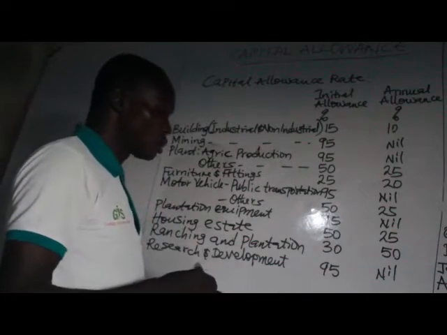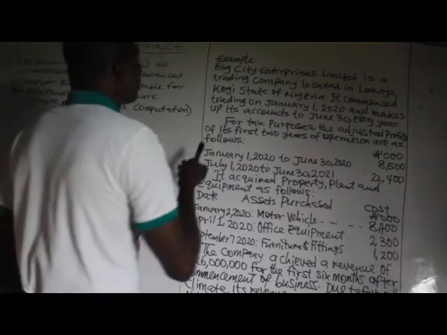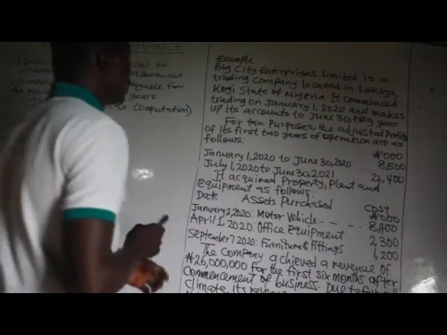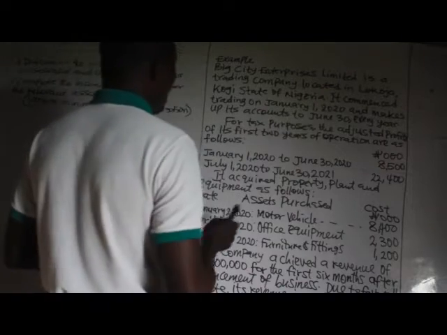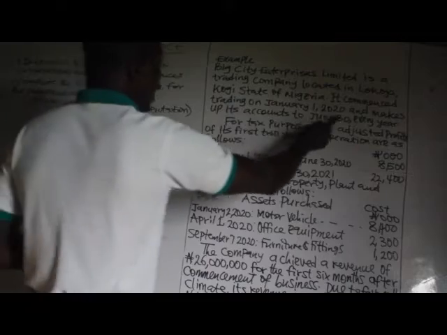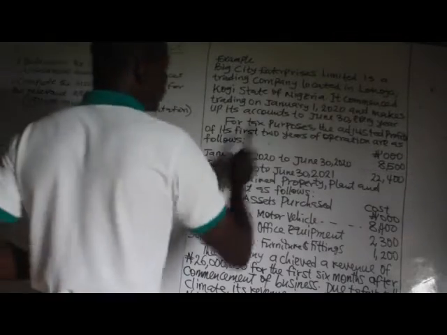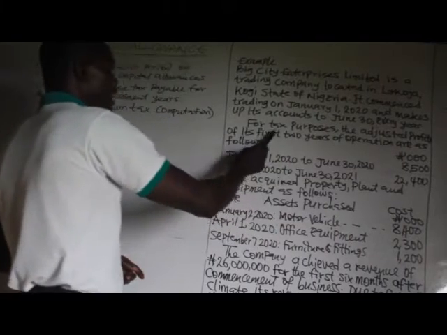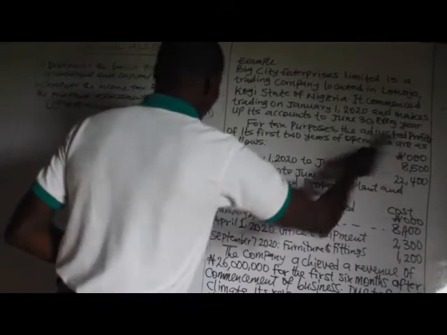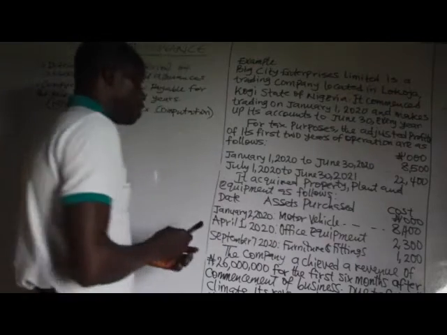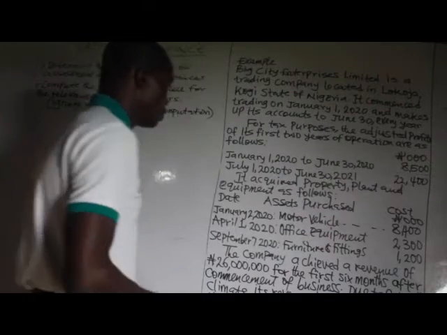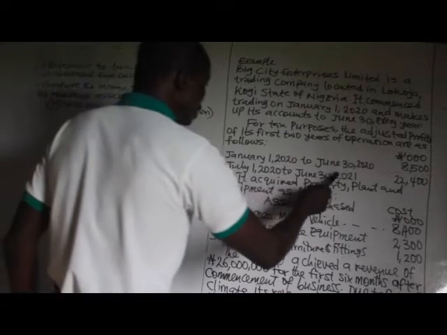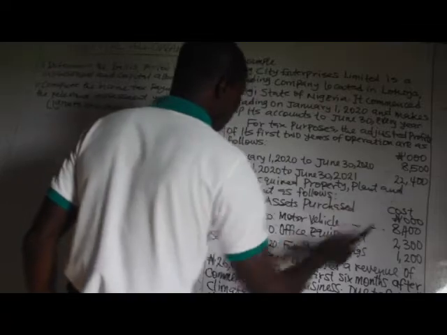Now I want to take a worked example. Example: Big City Enterprises Limited is a trading company located in Lokoja, Kogi State of Nigeria. It commenced trading on January 1, 2020 and makes up its accounts to June 30 every year. For tax purposes, the adjusted profits of its first 2 years of operations are as follows, amounts in thousand naira. January 1, 2020 to June 30, 2020, 8.5 million naira. July 1st, 2020 to June 30, 2021, 22.4 million naira.